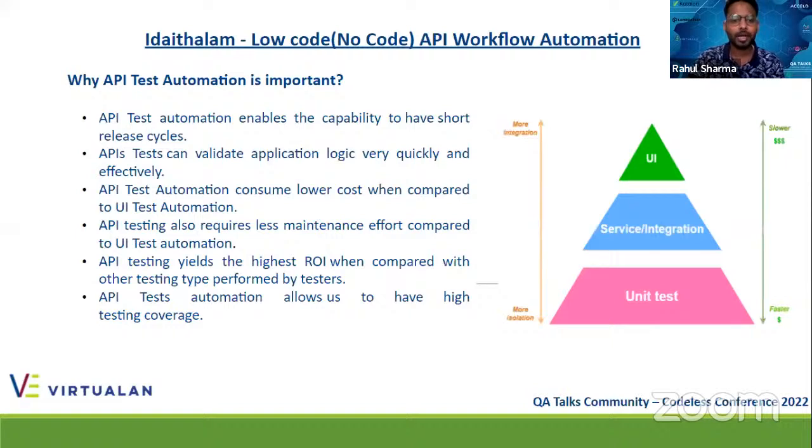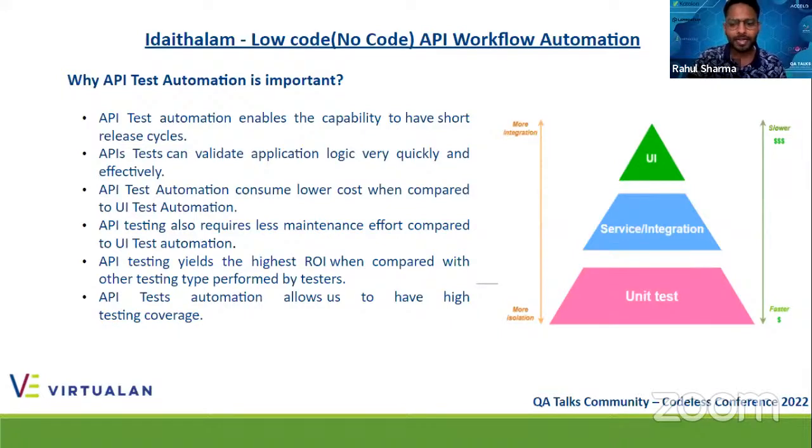This is the test pyramid. This is the image that I got from Google, and I think most of us are aware of this test pyramid. At the bottom we have the unit test stage, followed by service integration, and then UI test automation or UI testing. The unit test cases are mostly performed by the developers, and then service integration or API tests will be taken care of by the testers, and UI will also be taken care of by the testers.